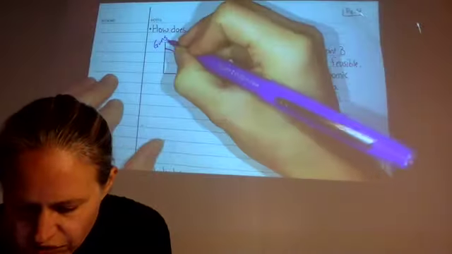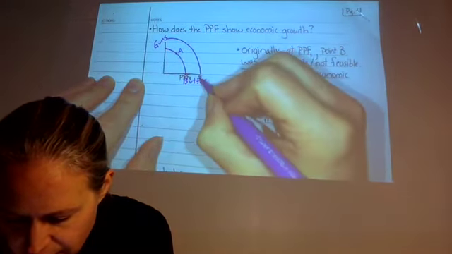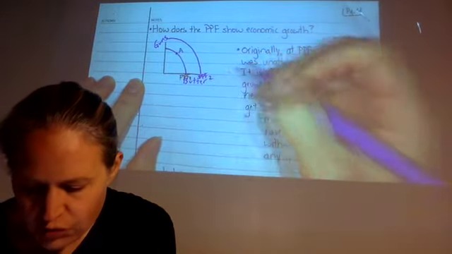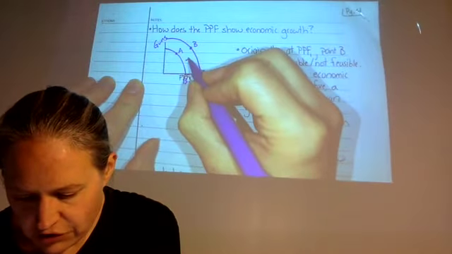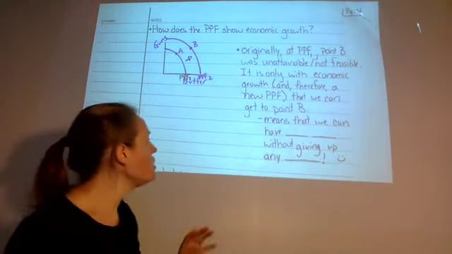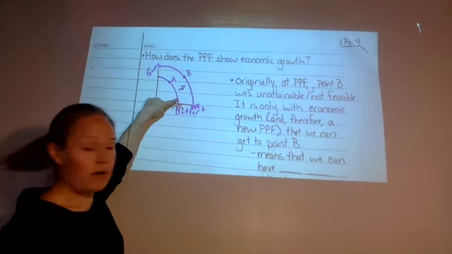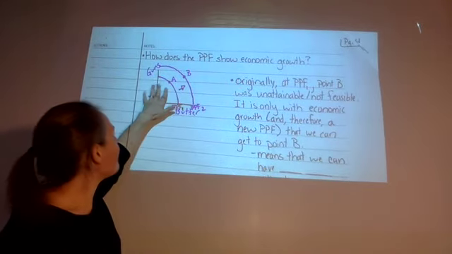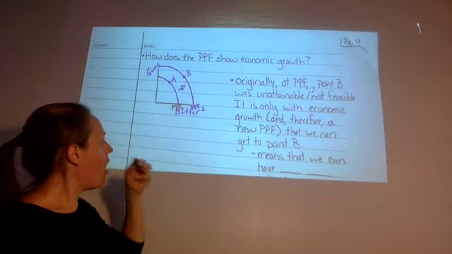And then we're going to draw a new PPF to the outside of that, and we're going to label that one PPF2 and put the letter B on there. Then we put a little arrow to show that originally our PPF was here to begin with, and then something happened that caused it to grow and come out here.